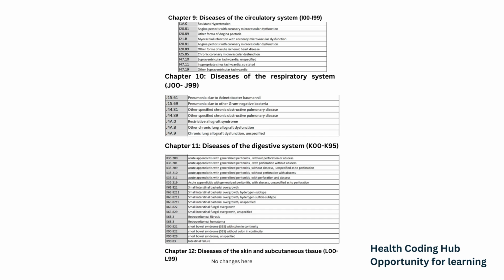The most recent updates to Chapter 9 include the addition of 10 new codes, including I1A.0, which refers to resistant hypertension. This type of high blood pressure persists even after trying at least 3 different antihypertensive medications. The new codes also address coronary microvascular dysfunction, which affects the small blood vessels in the heart and causes symptoms ranging from angina to heart failure.